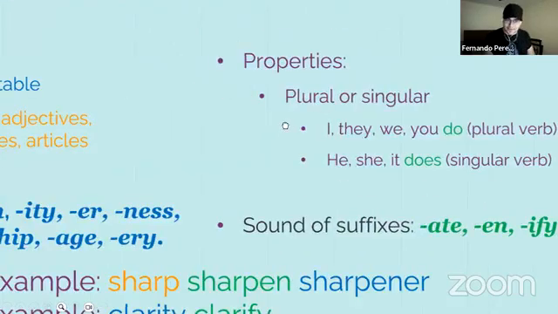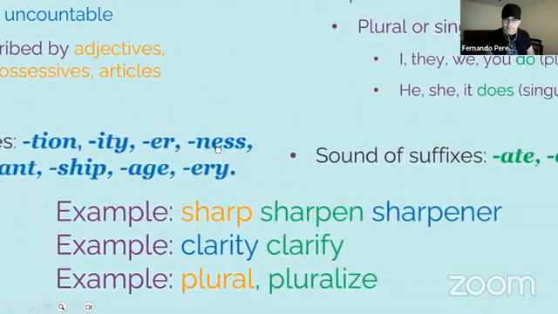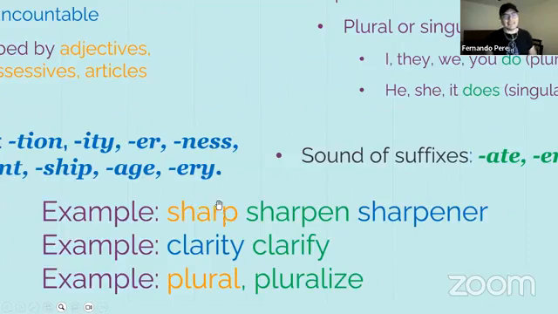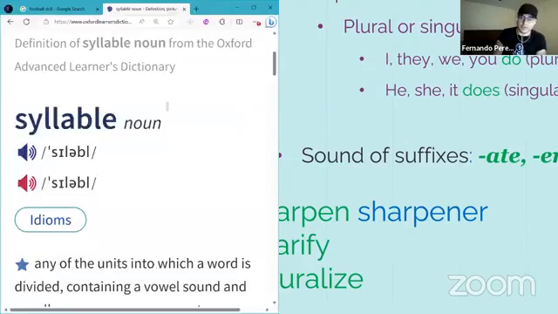Here is what I mean. You have the adjective sharp. Does anybody know what is sharp? If not, we can consult it.